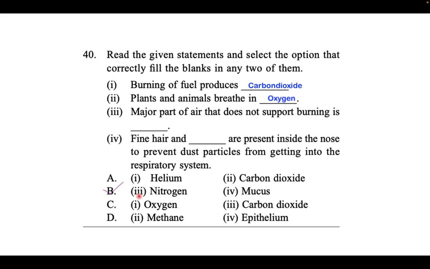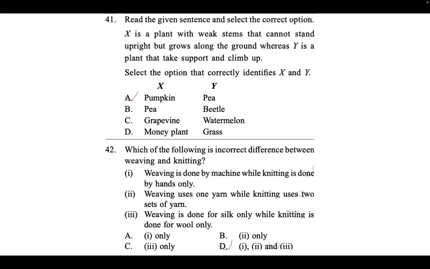Burning of fuel produces carbon dioxide. Plants and animals breathe in oxygen, and the major part of air that does not support burning is nitrogen. Fine hair and mucus are present inside the nose to prevent dust particles from getting into the respiratory system. B is the answer.